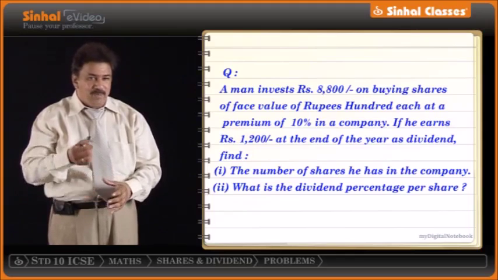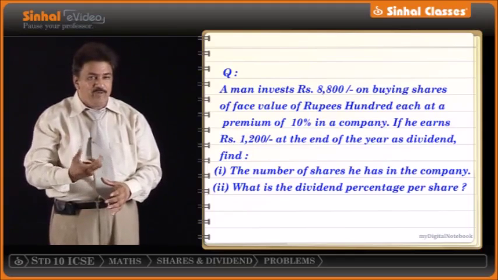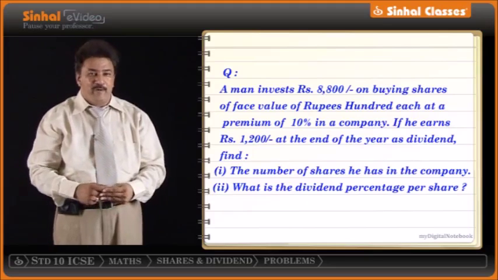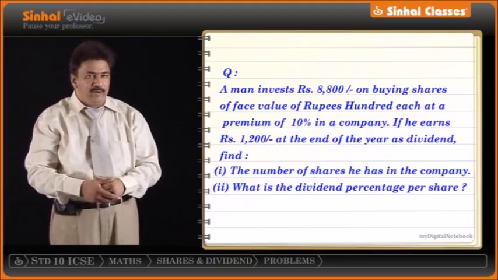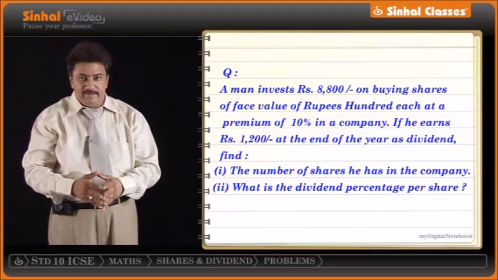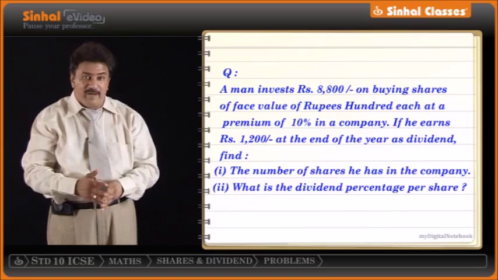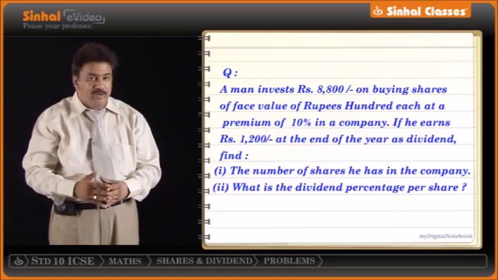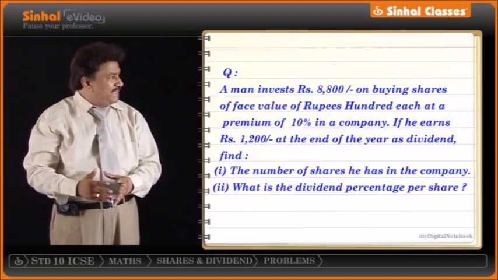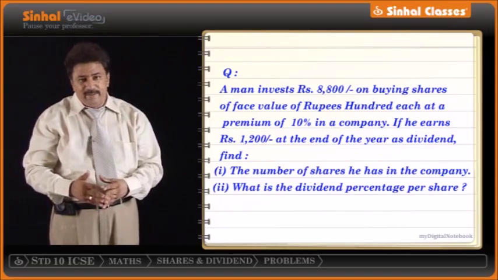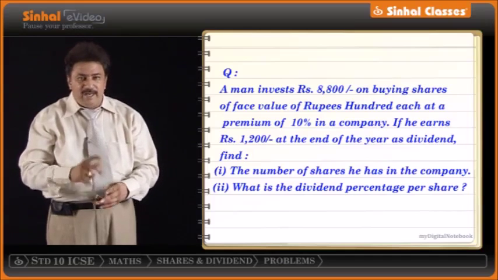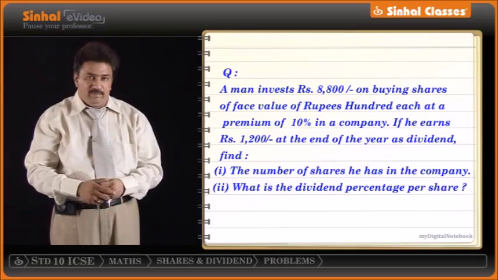That means the moment a premium is given to you, what are you going to find first? Yes, correct. That is market value. What else is given to you down the line? If he earns rupees 1,200, that is the total dividend earned by this man. Find the number of shares he has in the company. Now to find the number of shares, I've got one beautiful formula, that is investment upon market value.